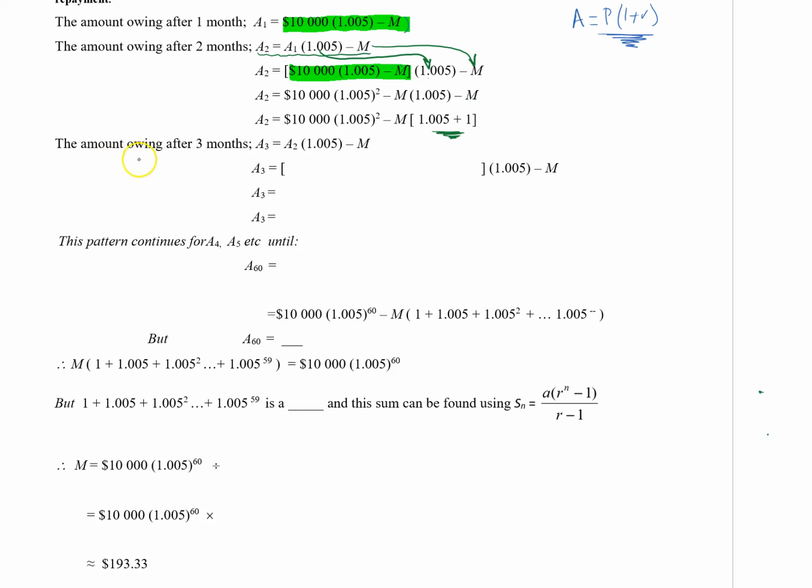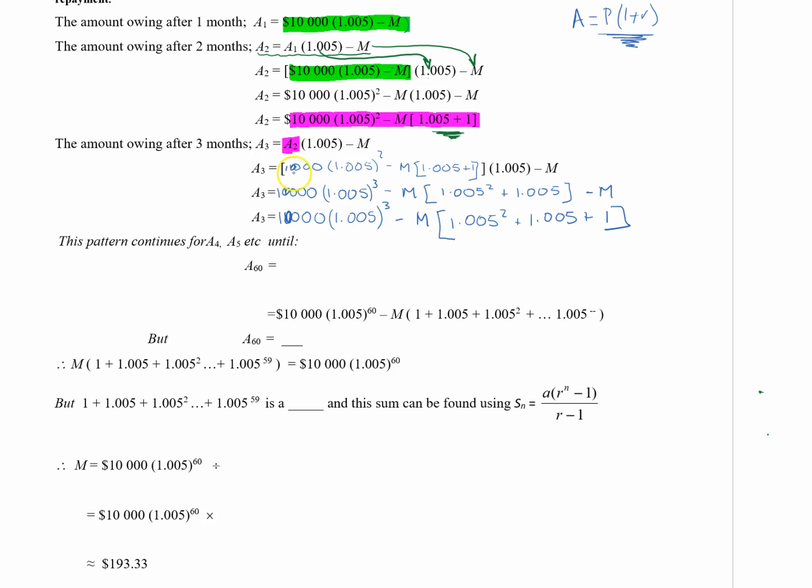Now let's move on and see what's happening after the third month. So the amount owing after the third month is this amount that is owed, sitting here, and interest is going to be charged on that at 1.005 for the month, but a payment will be made at the end. So now we're going to replace this A2 with the highlighted pink expression.